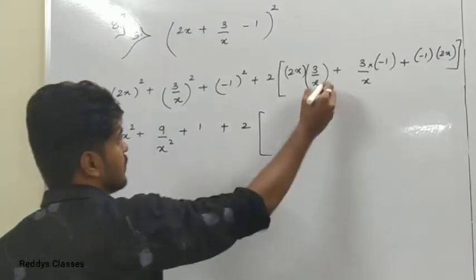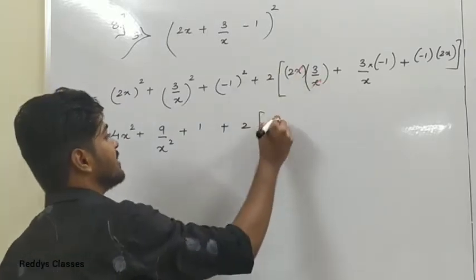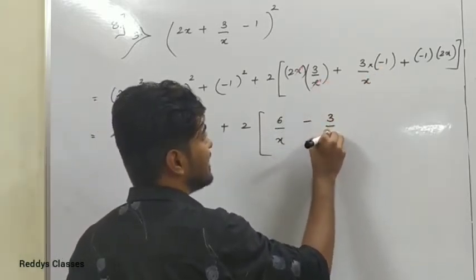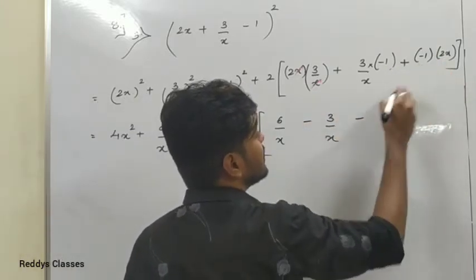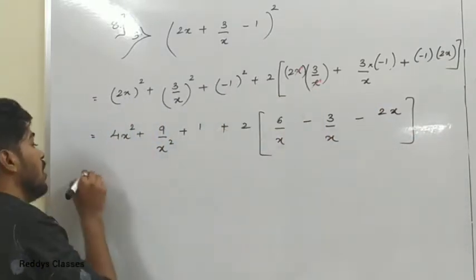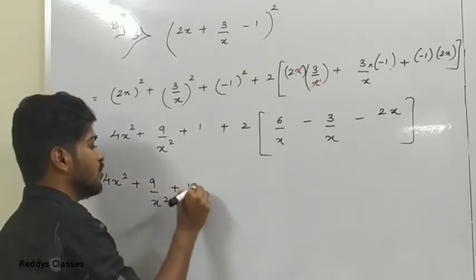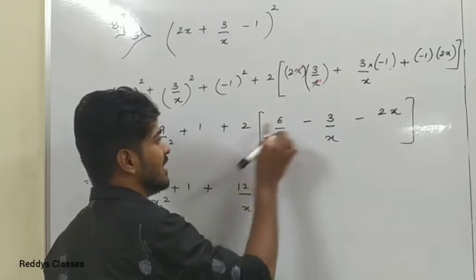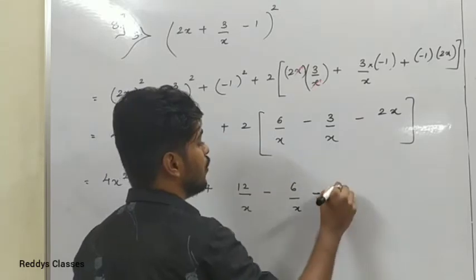is some twist now, this x and this x are going to cut because they are multiplicative. 3 2s are 6 upon x plus minus 3 ones are 3 upon x, plus minus, once again, minus 2 ones are 2, that is 2x. That's it, we have here. Now let us use this 2 for all the corresponding values. Now 4x square plus 9 upon x square plus 1 plus 2 into 6 is 12 upon x plus minus 3 2s are 6 upon x plus minus, once again, minus 2 2s are 4x.